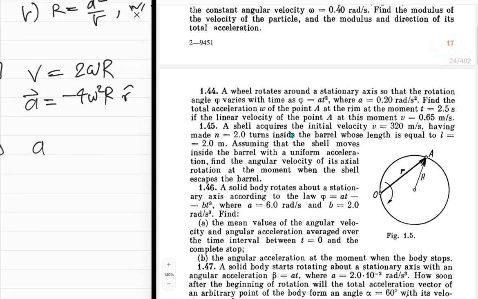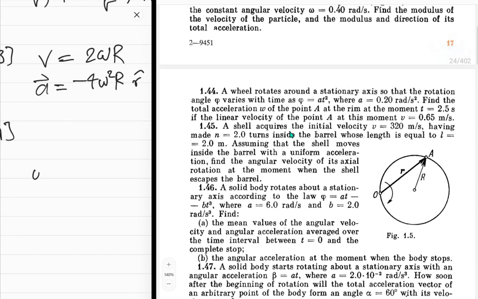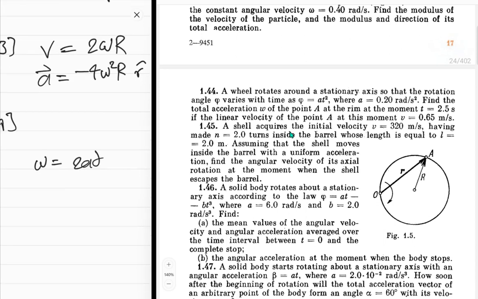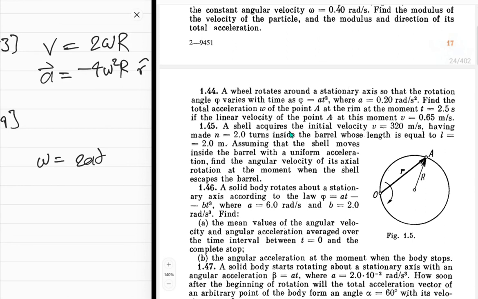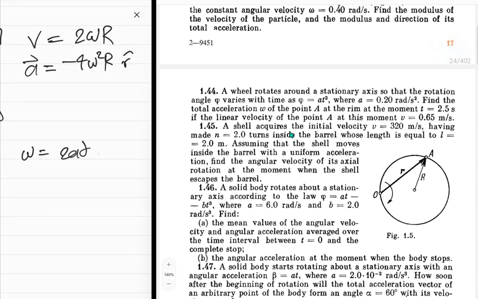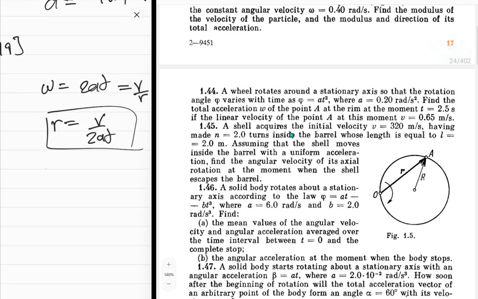You need r once again. Once is not enough. So you need to figure out what r is. Otherwise, it's just not doable. Fine. So omega, that is 2at. They also gave us all the values. And that's equal to v upon r. So you will have r is equal to v upon 2at. That's our first thing. Now the angular acceleration is just 2a.